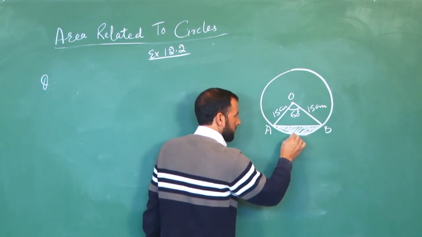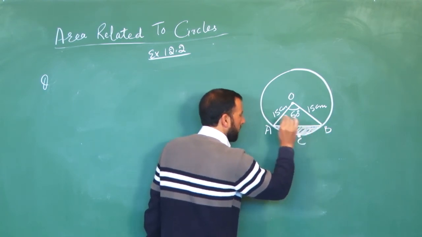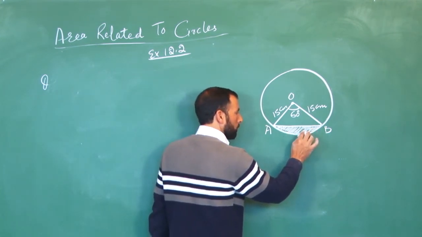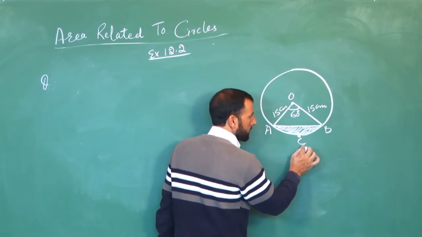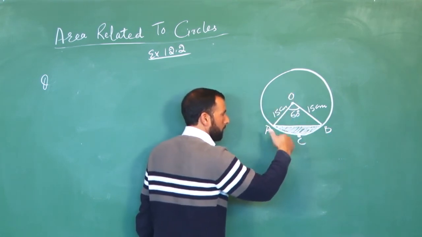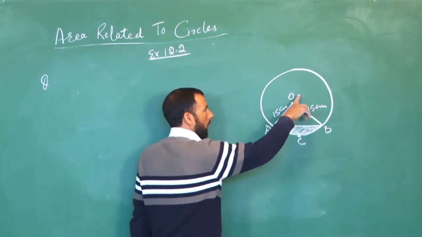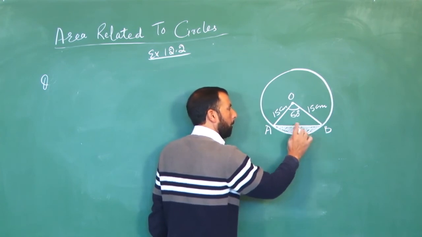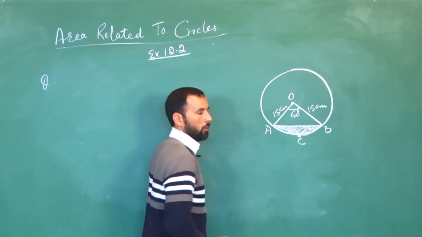This segment we call the minor segment. This shaded part is the minor segment. What we have to find out first of all is this minor segment ACB. Clearly, this minor segment can be found by the area of OACB, that means the area of the sector, minus the area of a triangle. What is the triangle here?